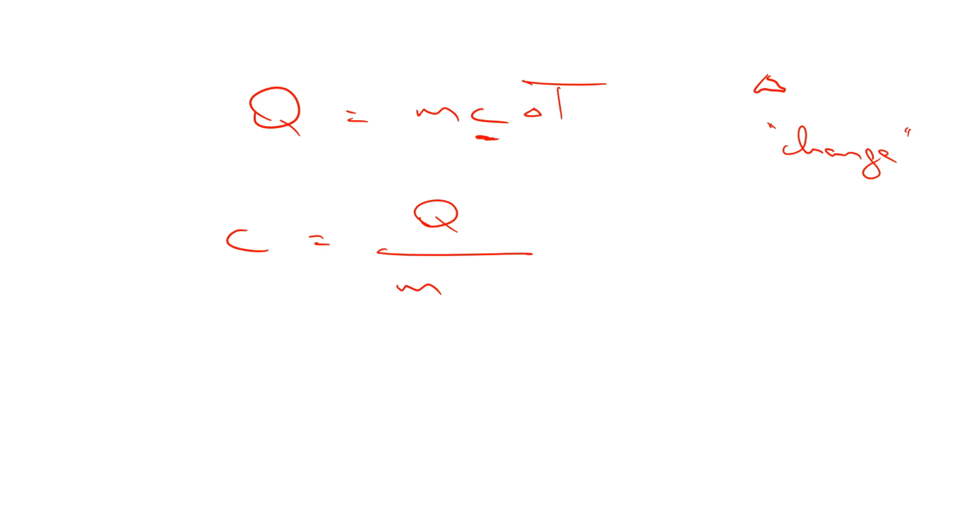Same thing with the delta T. It was multiplied by C. So when it's on the other side, on the side of the Q, it's going to be divided by delta T. And that's your equation, rearranged.